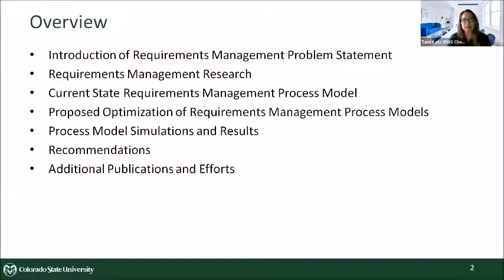So this is a theme of what I'm going to go through. I'm going to define the problem statement, let you know about the research, hit into the overall process model and some of the improvements I'd be recommending.